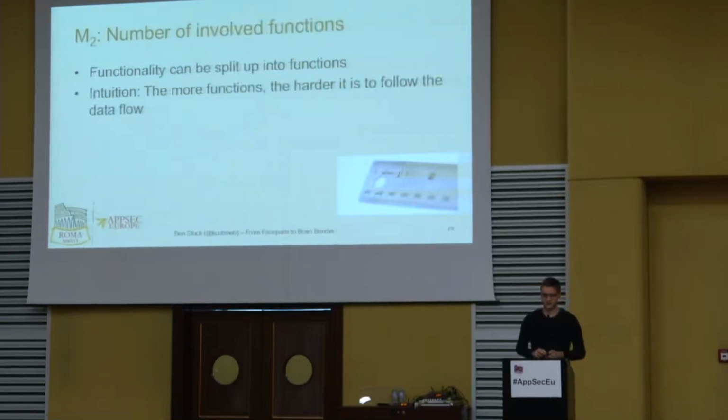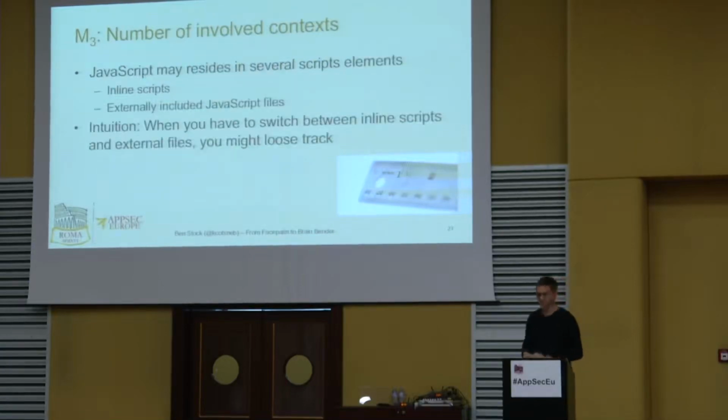Secondly, number of involved functions. So functionality in JavaScript can obviously be split up into smaller function units. But if you have to follow this flow of data, or of this code flow actually, through different functions, it makes it much harder to actually trace what is going on and to understand it and jump back and forth in the code. Similarly, the number of involved contexts is an interesting observation. So we define a context basically as one inline script element or external script file. And the intuition here is if you have to jump back and forth between the script elements in the document as well as external scripts, you might also lose your track if you're really doing a manual analysis and trying to follow this data flow.